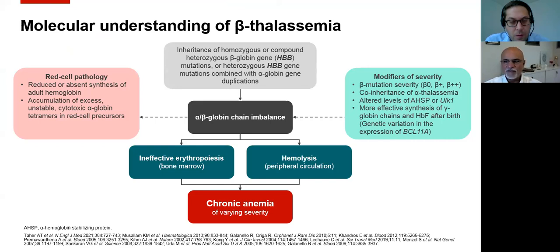However, we have several other modifiers that will affect the severity of the disease: the inheritance of homozygous or compound heterozygous globin gene mutations, milder mutations of beta, co-inheritance of alpha, more effective synthesis of gamma leading to more hemoglobin F. So all of these will modify the disease, and as a result, the chronic anemia will be of varying severity.